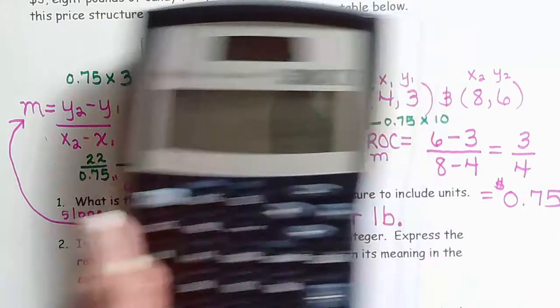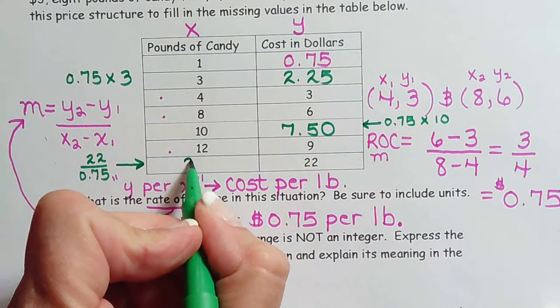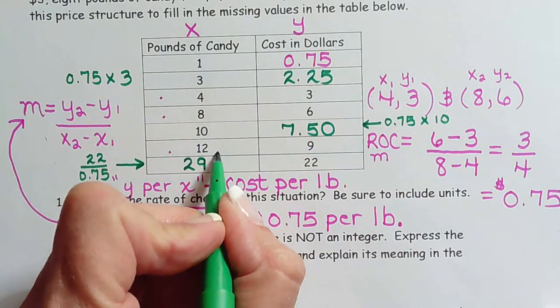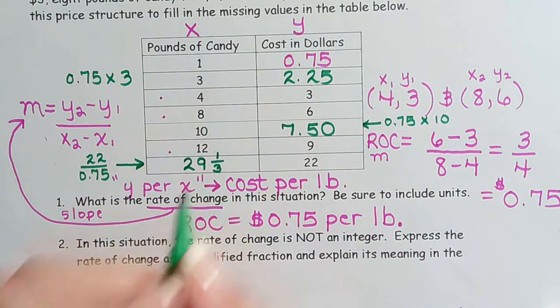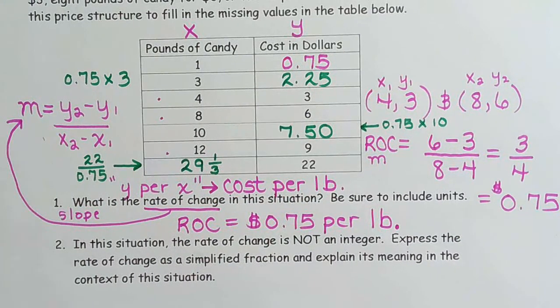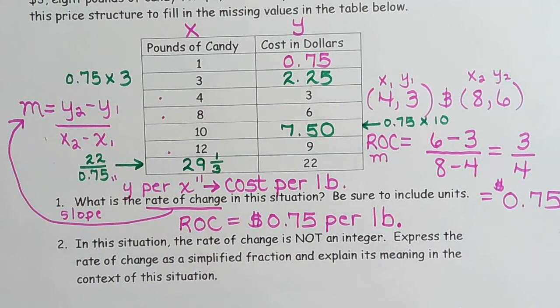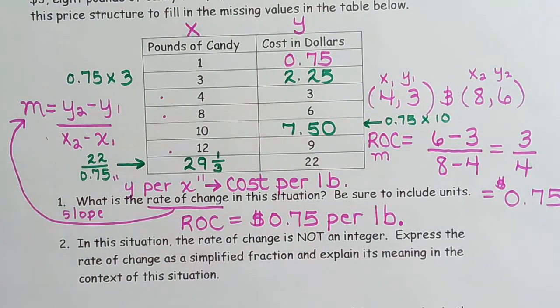So 29 1/3 pounds goes right here. And don't write 29.3. We learned on our Module 5 test, 0.3 is not the same thing as 1/3 because 1/3 is 0.3333333. 0.3 is 0.3000000. So they're not the same thing. So you should write it as a fraction.